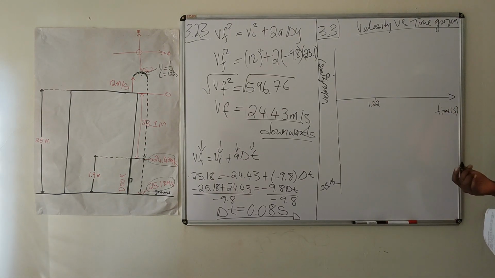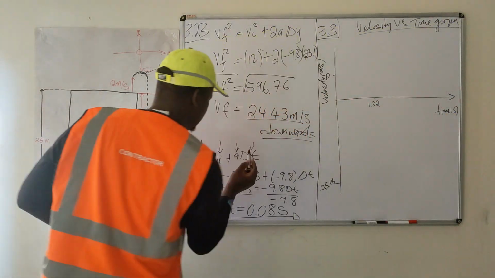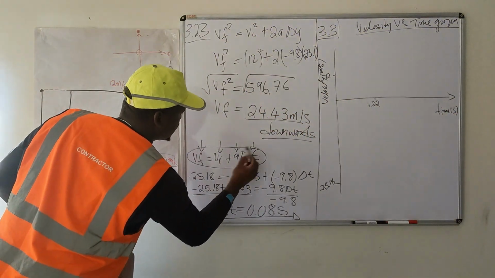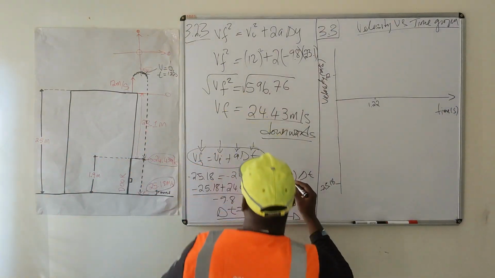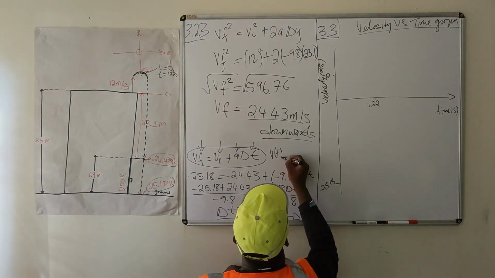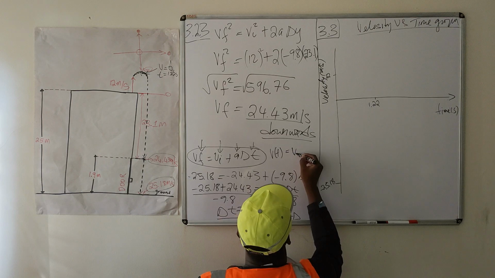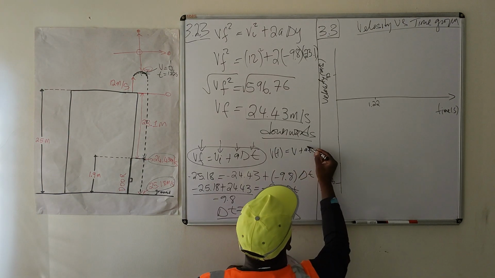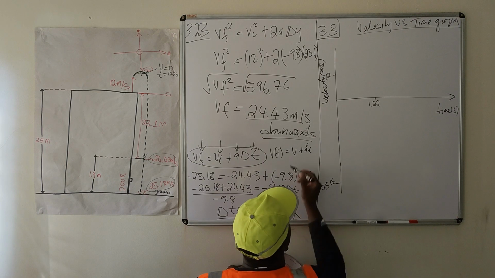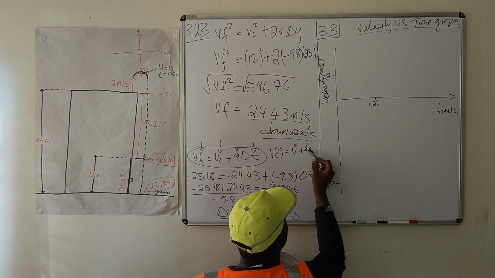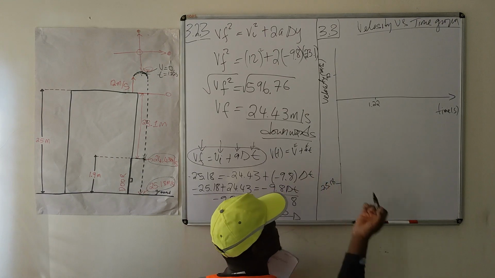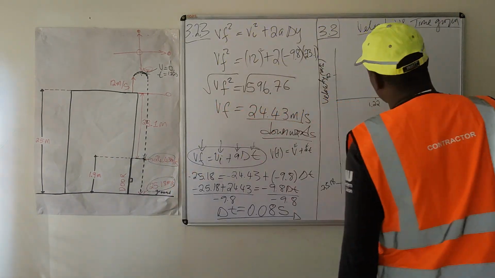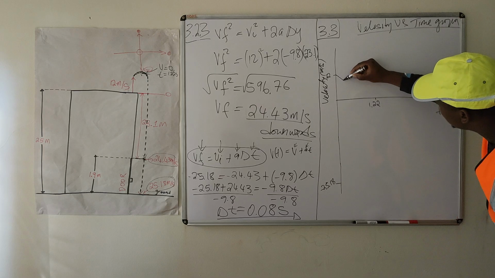The most important thing is the shape of the graph, right? If you're drawing a velocity time graph, it's more like you're plotting this function here. If you look at it, v of t is equal to v initial plus a t. So this is your gradient, this is your constant, and you're only changing this variable here. So this is a straight line.